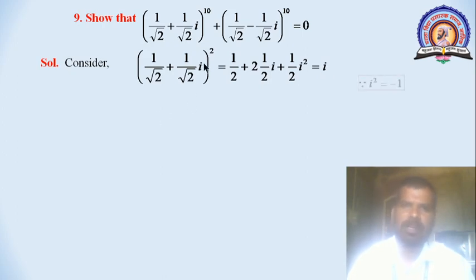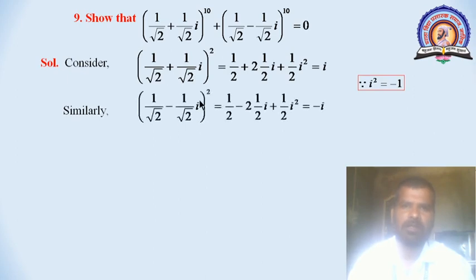Similarly, we can find (1/√2 − 1/√2 i) squared is equal to 1/2 − 2 × 1/2 i + (1/2 i) squared. The value of i squared is −1. This 1/2 minus 1/2 gets cancelled, so you get it is equal to −i.